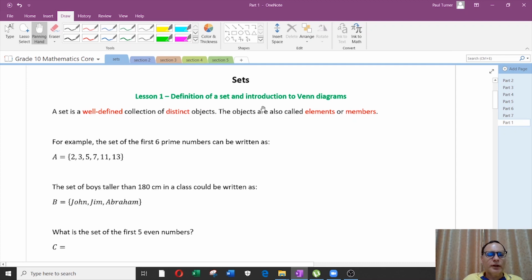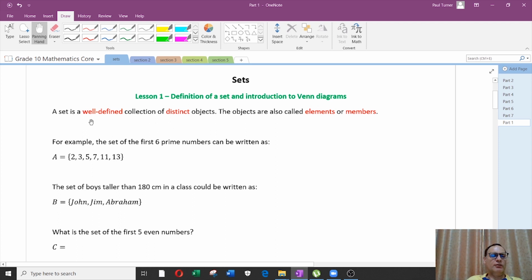Okay, welcome everyone to the first lesson. The topic is sets. This is part of your core class, and in the first lesson we will define what sets are and we'll give a basic introduction to Venn diagrams. Venn diagrams are done a lot more in the future sets.